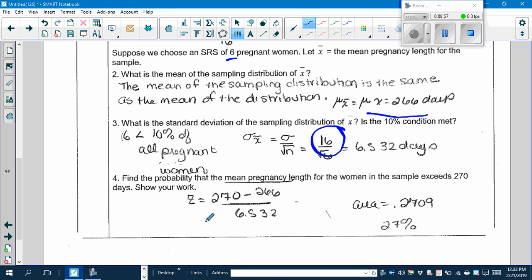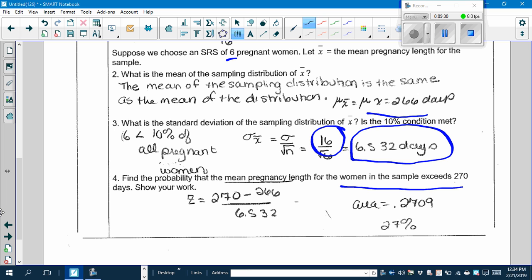Now we want to find the probability that the mean pregnancy for women in the sample exceeds 270. So when we're doing it in the sample, we're going to take the difference, the new mean, and use the new standard deviation. So that's when you have to be very careful. If it exceeds, remember, you can still do normal CDF with that, okay? And I think there's some example problems in here too that show you guys how to do that.